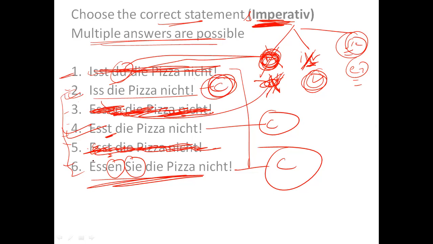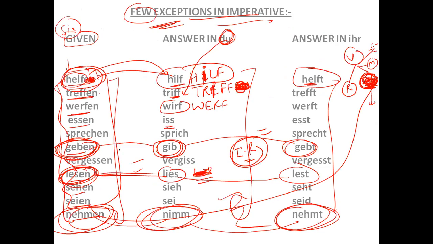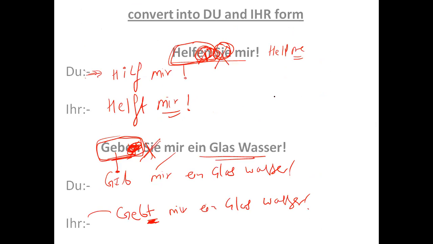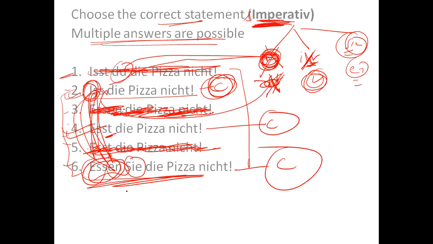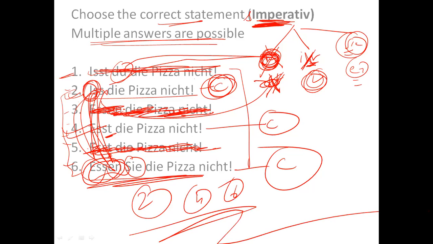Now here please note that sein and sei, this verb is changing because this sein also belongs to irregular verb. Let's see here. Sein is here, right, and here in du it is sei, and in ihr it is seid, right? So here three answers are possible. One is the second statement, second is the fourth statement, and third is the sixth statement. All the three statements are correct.